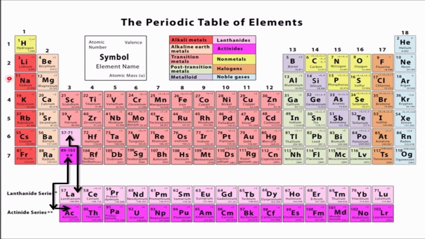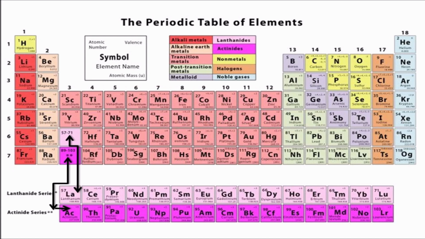So we have got 7 periods over here. Similarly, we have got 18 vertical columns in the table. They are called groups. So vertically we call them groups, and the horizontal ones we call periods. Apart from these 7 rows, 2 rows are also shown separately.